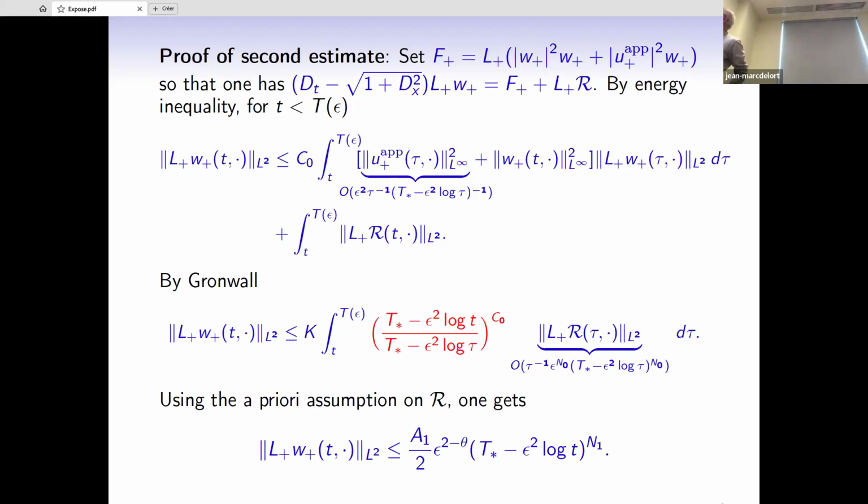And the reason why you may cope with this large power comes from the fact that you have constructed your approximate solution such that the remainder in the equation applied to the approximate solution behaves nicely, namely with a large power of t star epsilon square minus tau, log to the n0, where n0 may be taken as large as you want, taking enough terms in your approximate expansion. So this factor will cancel out the bad term here, and because of that you may close your argument in your bootstrap.